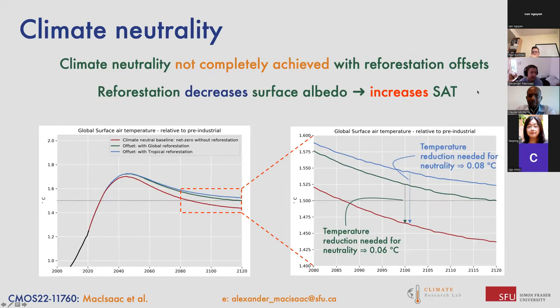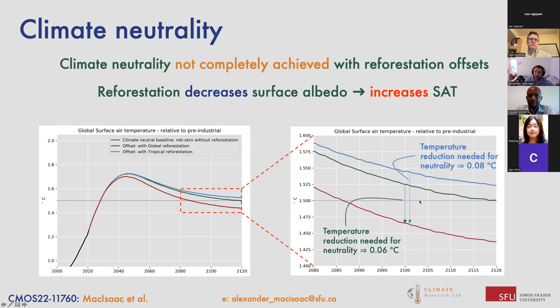So if we look at climate neutrality, again, from the perspective of surface air temperature, we see that neither the global nor the tropic reforestation case reaches the climate neutral baseline. So neither of them are exactly climate neutral. And this happens because, as has been shown before in the literature, changing the land surface or adding more forest to it decreases surface albedo. That decrease in surface albedo increases surface air temperature. Like I said, this actually has a bit of a feedback in the tropics case, where soil respiration doesn't decline quite to the amount that we thought it would.